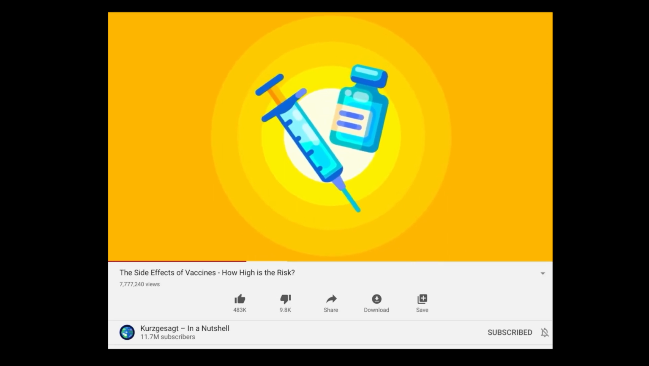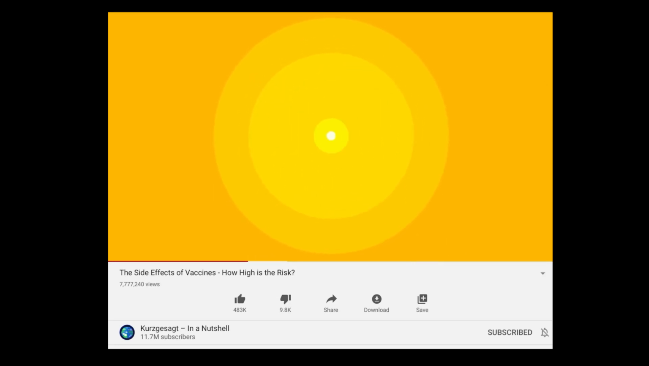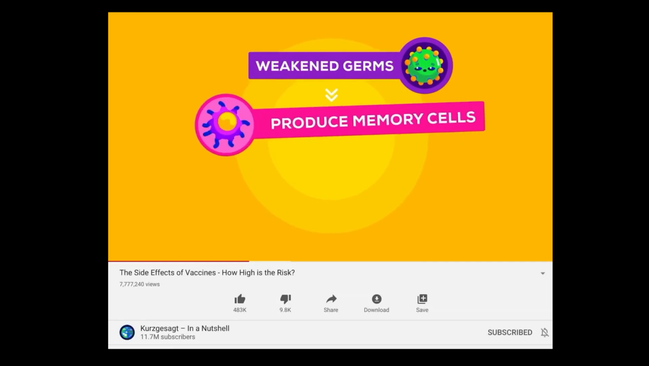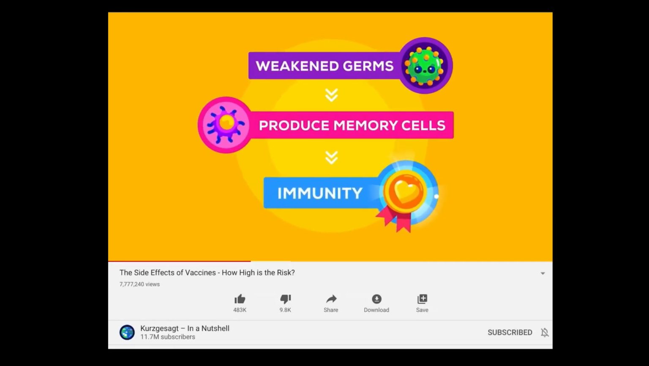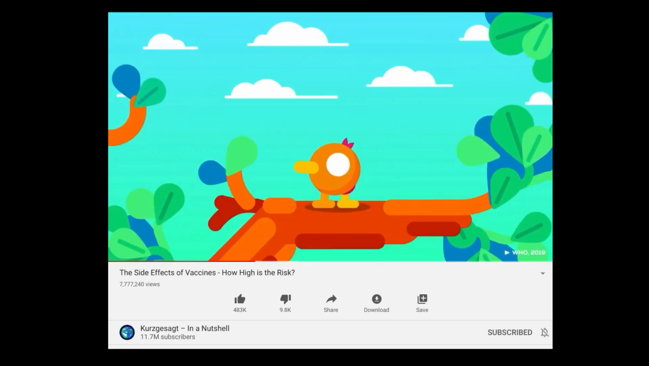Okay, so these are the basic principles of vaccine use. They provoke a natural reaction in our bodies that makes us become immune against very dangerous diseases. Some, like the flu virus, mutate so often that we need a new vaccine every year.